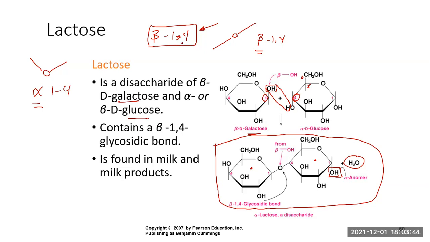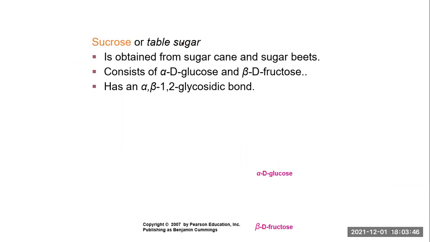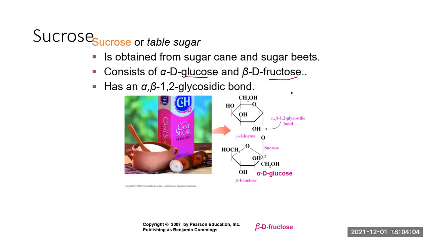Now, sucrose, which is table sugar, is obtained from sugarcane and sugar beet. It consists of glucose and fructose together, and it has a different connection in this case. It makes what is referred to as an alpha beta 1,2 glycosidic bond. And that's because the connection here is in 2 different places.